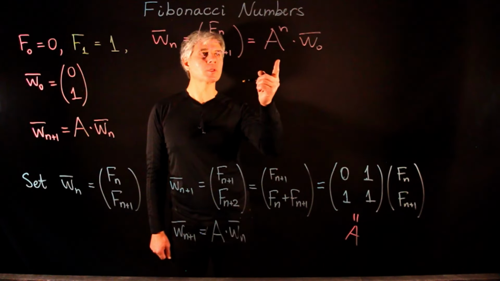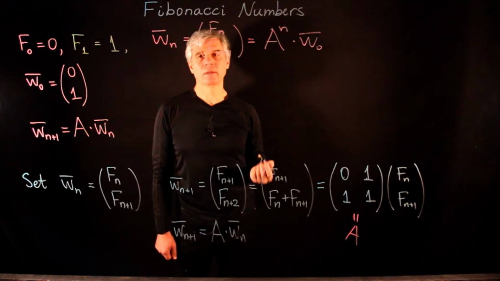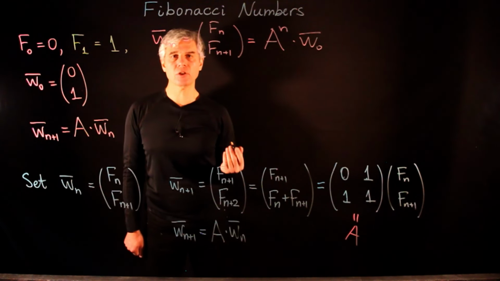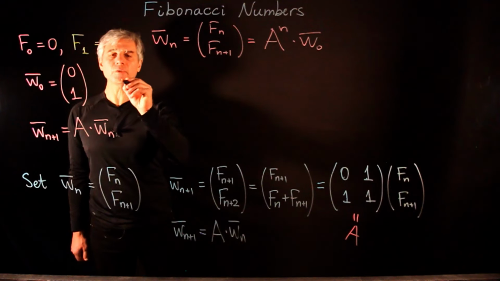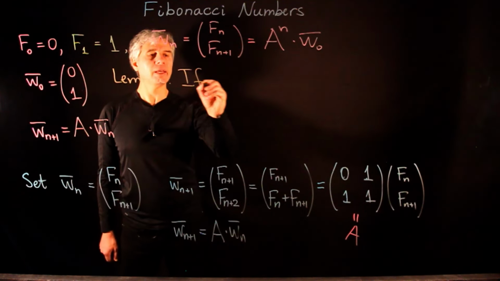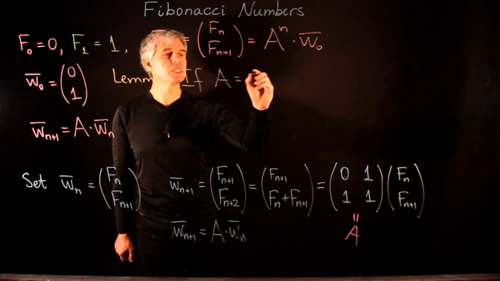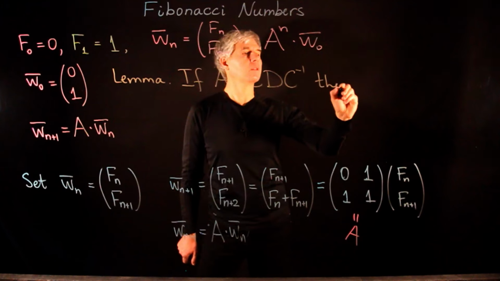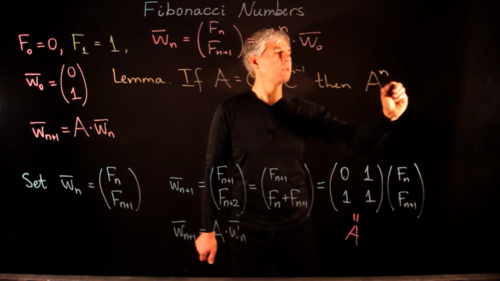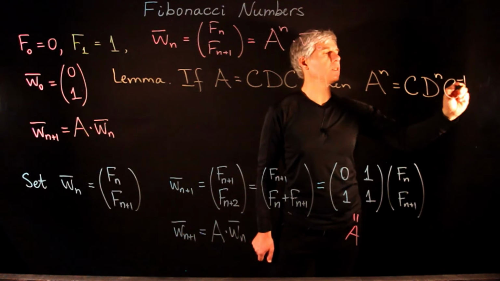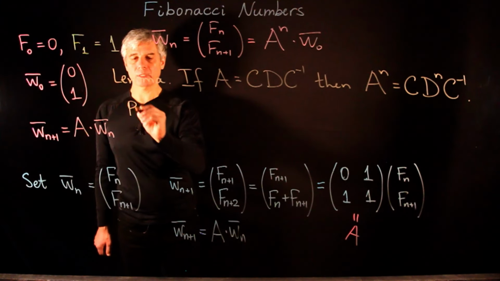How can we compute nth power of a matrix? It turns out that the answer to this question is given by the diagonalization procedure. We have the following lemma. If A is equal to C D C inverse, then A to the power n is equal to C D to the power n times C inverse. So let us prove this.